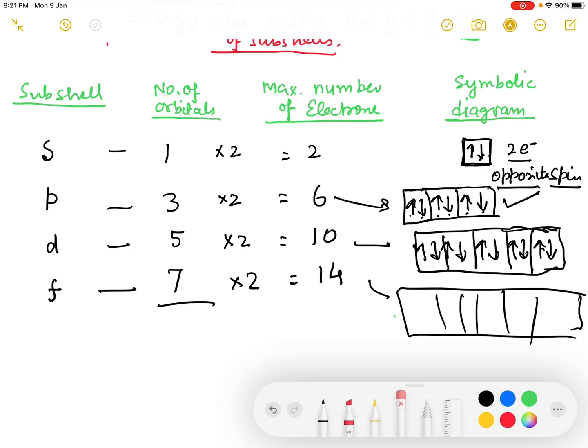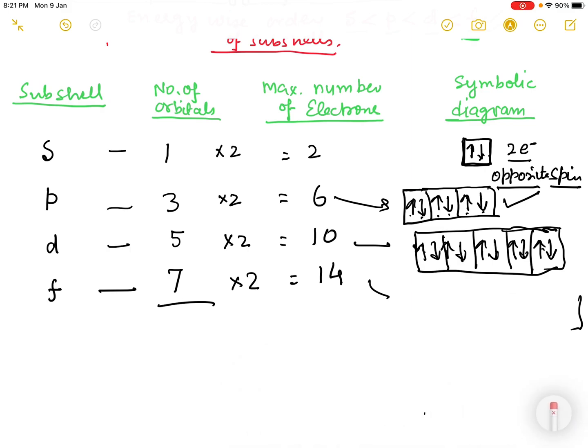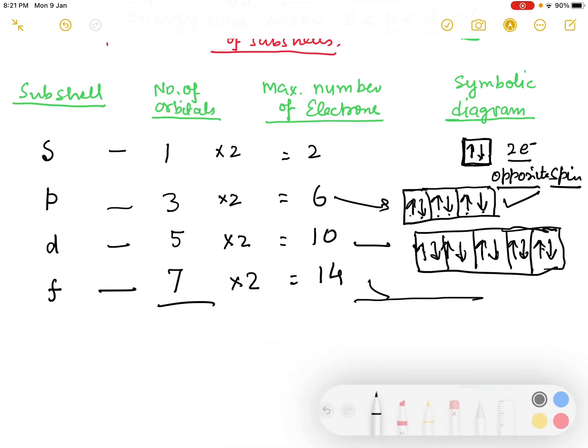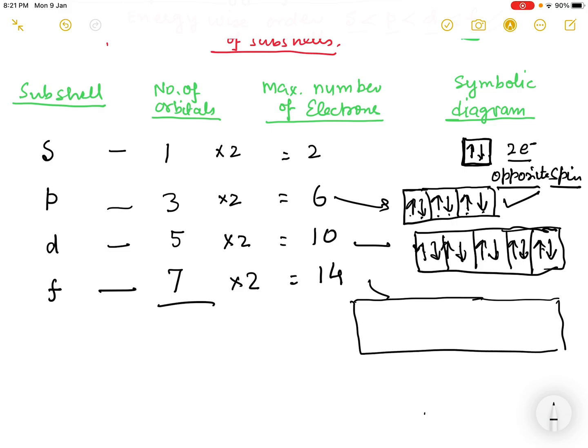Let me draw it. Here are 7 orbitals shown by these boxes, and each box represents one orbital, and each orbital can accommodate 2 electrons each.